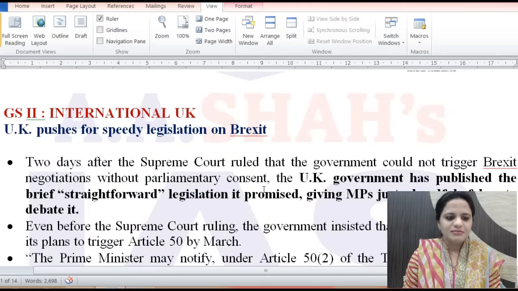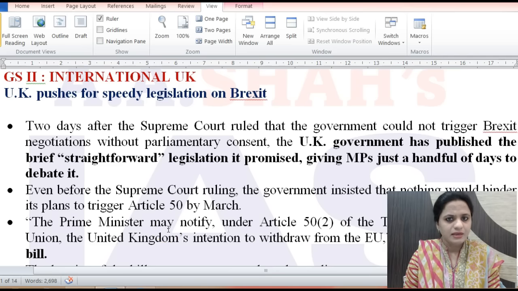Then the next news item is UK legislation on Brexit. This is the UK government, which we saw yesterday, and we have been following this Brexit case also. The High Court in Britain had passed a judgment asking that Parliament approval is required for Brexit. Only a referendum would not do, because even the referendum did not have any mandatory provision that it has to be put into effect. Parliament is the supreme authority in the UK, so its approval is essential.